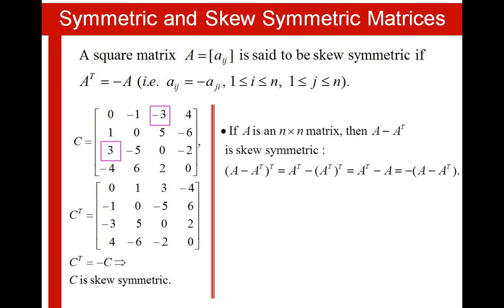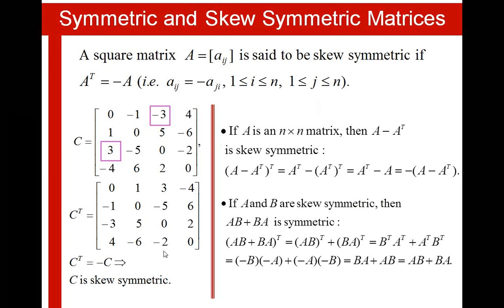What are some of the properties of a skew symmetric matrix? If A is an n by n matrix, then A minus A transpose is skew symmetric. Let's see that. A minus A transpose, transpose, is equal to A transpose minus A transpose transpose, which is A transpose minus A. If we change the position, this is equal to minus A minus A transpose, which is the skew symmetric value of this one.